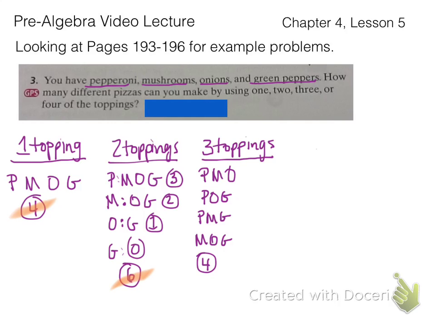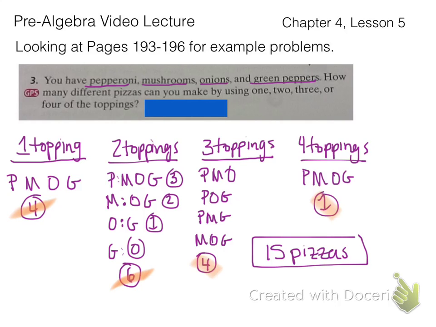and 2 toppings. 3 topping pizza: pepperoni, mushroom, and onion; pepperoni, onion, and green pepper; pepperoni, mushroom, and green pepper; and mushroom, onion, and green pepper. So there's 4 pizzas that we can make that have 3 different topping combinations. Now we have 4 toppings. Well, there's only 4 toppings possible, so we can only have 1 type of pizza that has all 4 on it. So it's a total of 15 different types of pizzas.